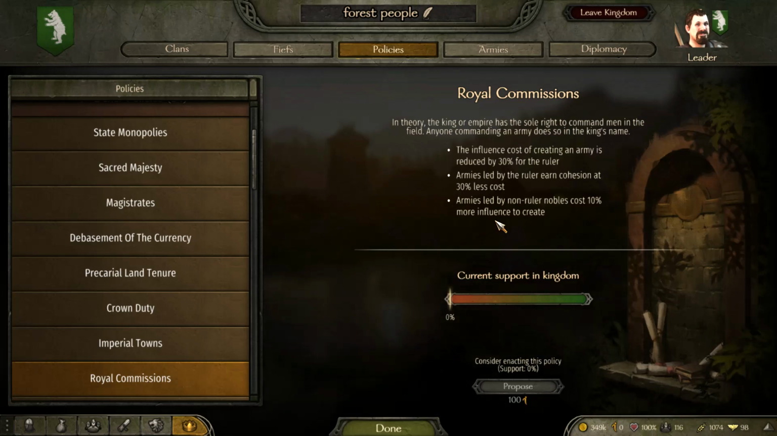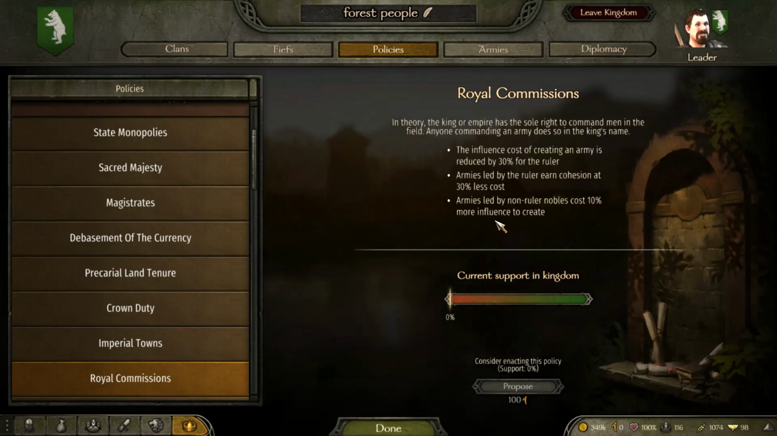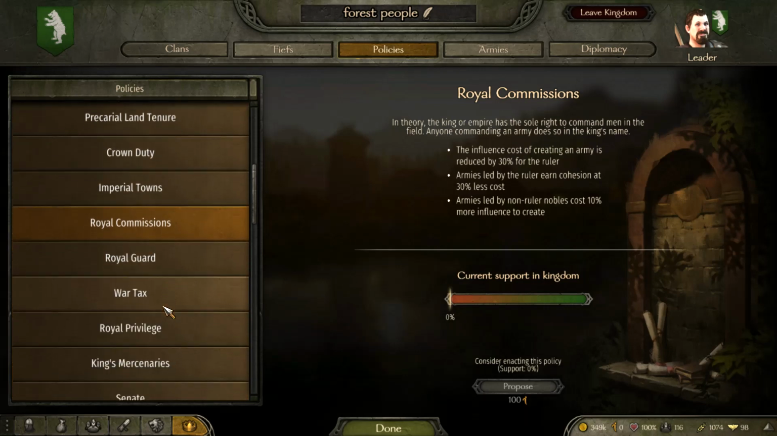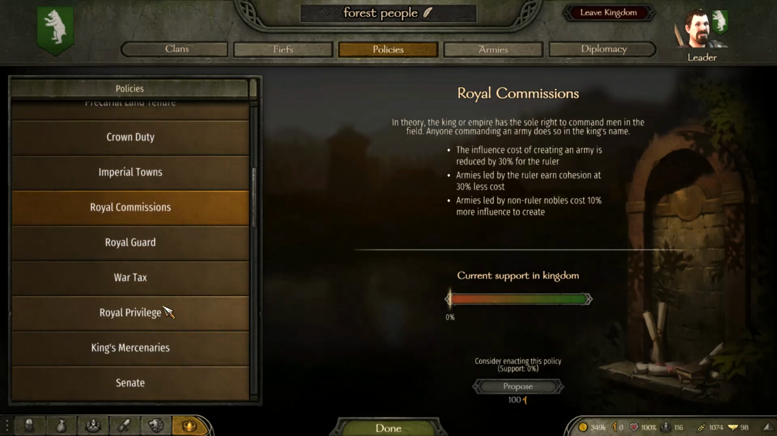But obviously it means that anyone else in another clan, but like I said, if you want to control the armies yourself, or if you want to make one massive army with everyone in it, then this is ideal. You could put Royal Commissions along with Sacred Majesty, so you could get that extra influence coming in, and then to actually form an army and keep an army held together, it's going to cost 30% less. So it could be a really good one if you use it wisely. But obviously it's going to make it so that other armies that other clans form, so if you're not doing it yourself and you want them to do most of the work, it's one you want to avoid.